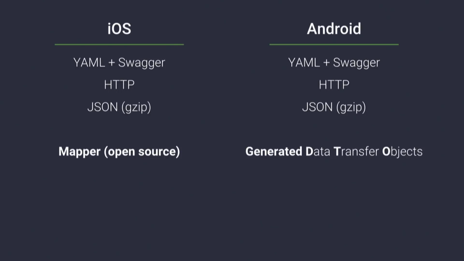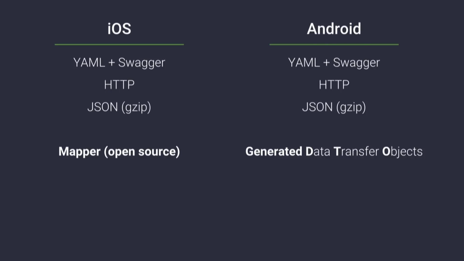Now, where iOS and Android really differ today is on the mapping layer, where we actually take the data we get from the server and convert it into a model on the client. On iOS, we currently use a framework that we have actually open sourced. It's called Mapper. This Mapper is used to basically take dictionaries of JSON data and map that into strongly typed Swift structs that you then pass around basically throughout your day-to-day in the code base.